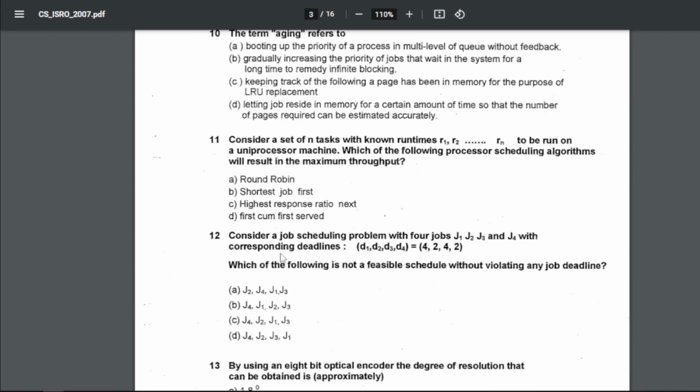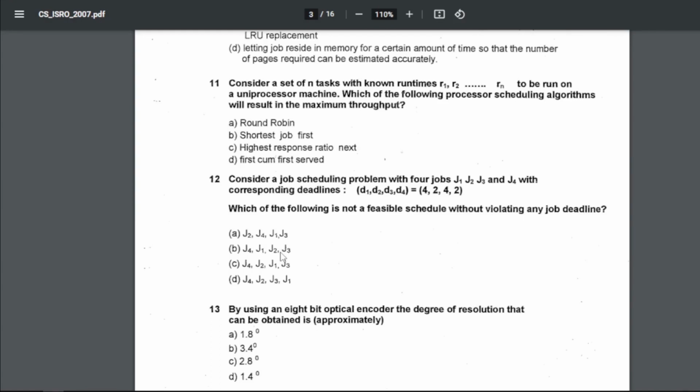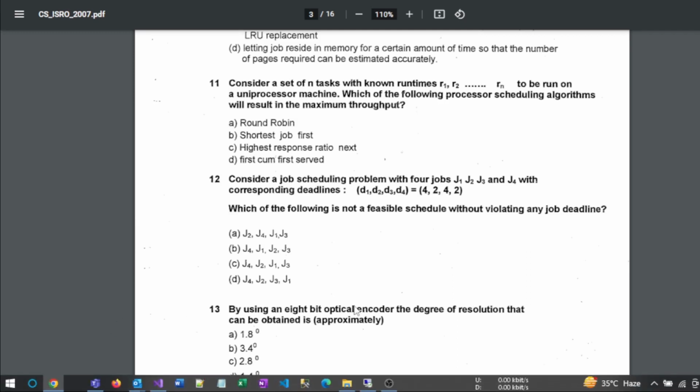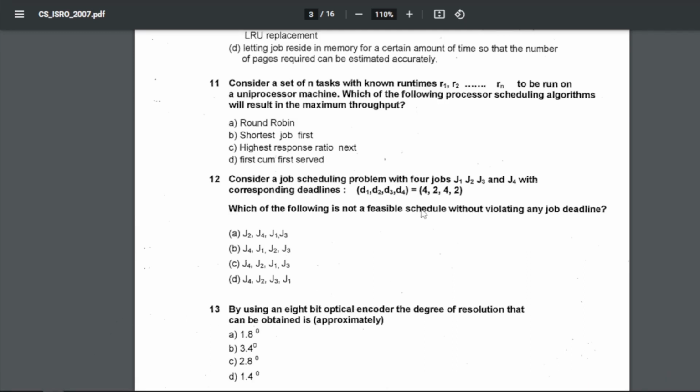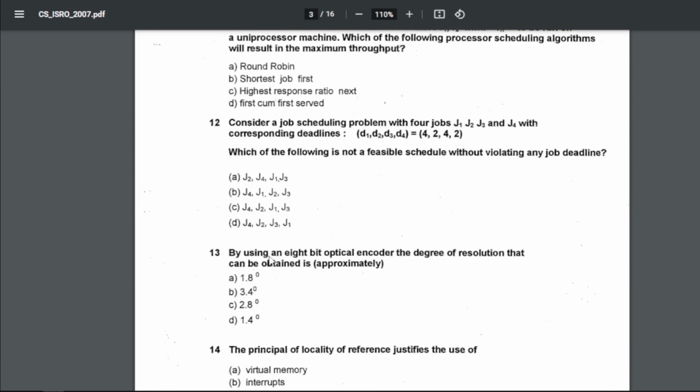Next is question number 12: consider a job scheduling problem with four jobs J1, J2, J3 and J4 with corresponding deadlines D1, D2, D3 and D4, that is 4, 2, 4, 2. Which of the following is not a feasible schedule without violating any job deadline? So again, if you solve this you will get the answer as A, B, that is J4, J1, J2, J3, right, in this way.